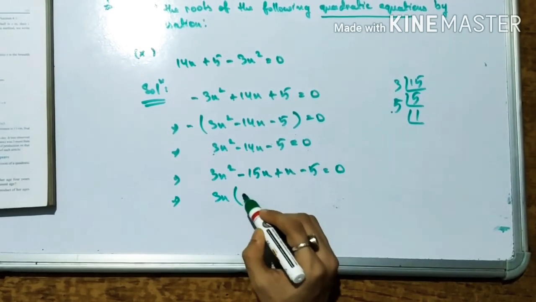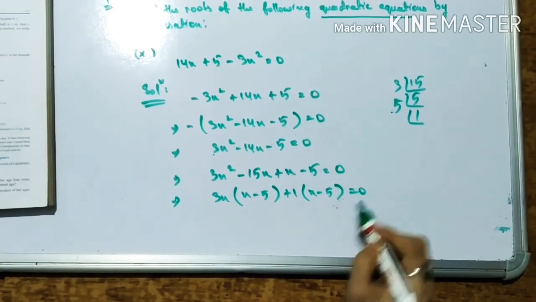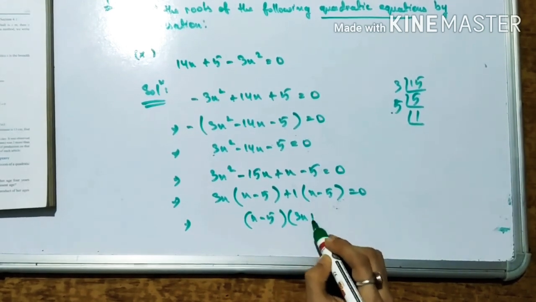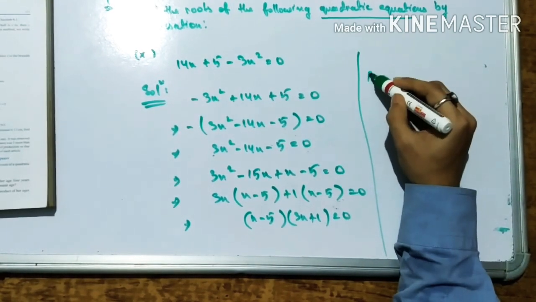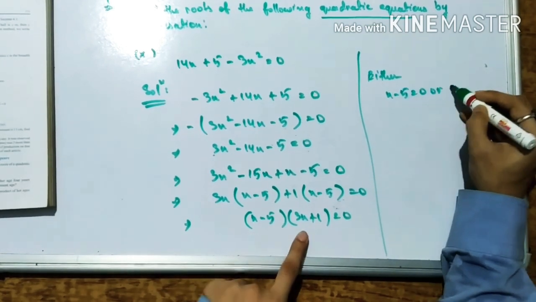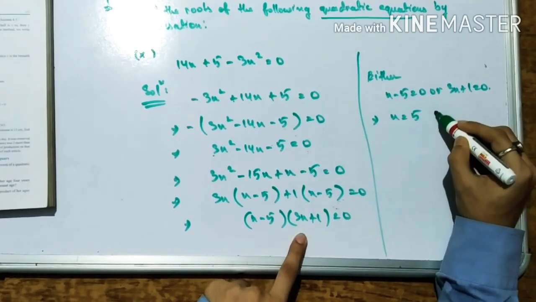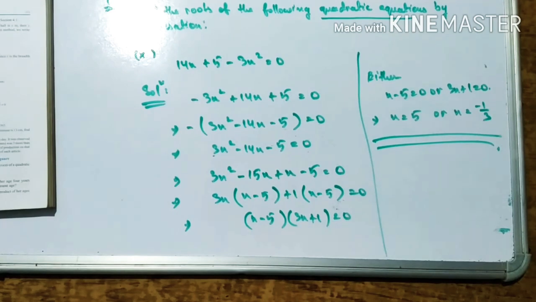So this is 3x common, x minus 5, plus 1 common, x minus 5 is equals to 0. So I will get x minus 5 into 3x plus 1 is equals to 0. So now I can say that either x minus 5 is equals to 0 or 3x plus 1 is equals to 0. So from here I will get x is equals to 5 or x is equals to minus 1 by 3. This is our answer. Okay, I hope you have understood.